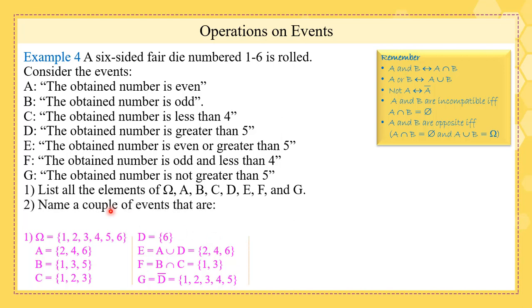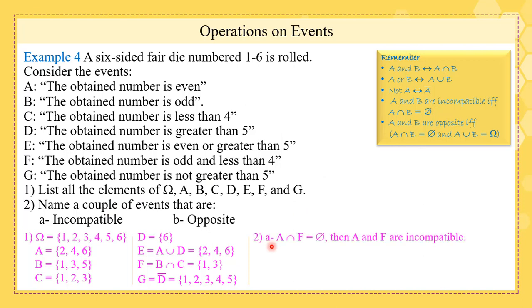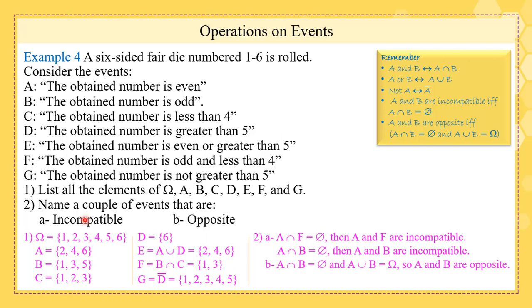Now let's continue. Name a couple of events that are incompatible. Incompatible means that their intersection is phi. So we could have, for example, the couple A and F, and we could have A and B, and we might have other couples. Now name a couple that are opposite. We can see that A intersection B is phi, even and odd, and their union is omega, so they are opposite. And you can also see that D and G, this is 6 and this is numbers from 1 to 5, their intersection is phi, and their union is omega.